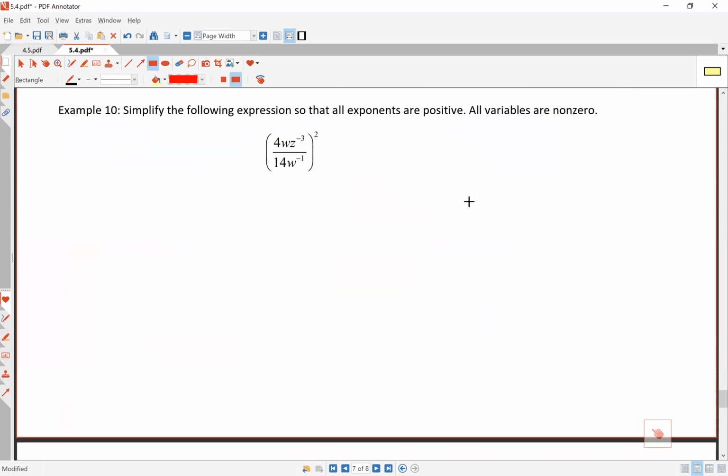Example 10. Let's go ahead and simplify everything inside the fraction before we cube. 2 goes into 4, 2, and 2 goes into 14, 7. The w to the first on the top will stay, and the w to the negative 1 on the bottom will go up as a w to the first. The z to the negative 3 on the top goes down as a z cubed. The w's are now on the same level, so they become 2 factors of w, or w squared.